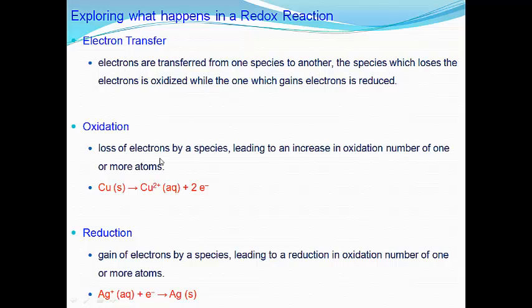Let's go back and look at what happens in oxidation. We have the loss of electrons, and so we have an increase in the oxidation number of the copper, and then in reduction we have the gain of the electrons, which results in a reduction in the oxidation number of the silver. For copper the oxidation number is 0, and in Cu2+ we have an increase in the oxidation number to 2+. In silver we have Ag+, and the acceptance of an electron by that Ag+ gives us a reduction in the oxidation number to 0 in our silver.